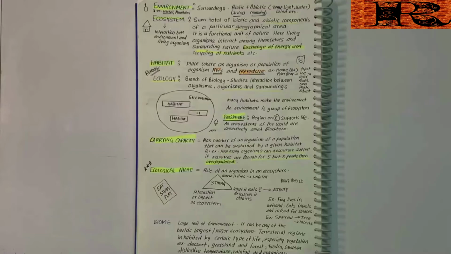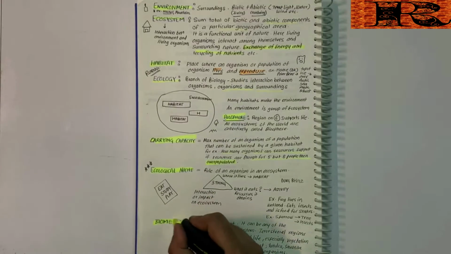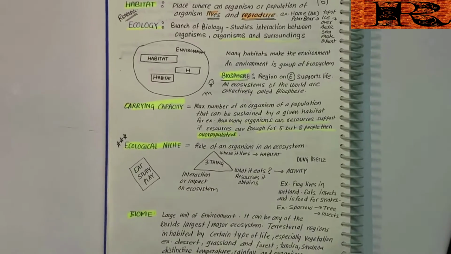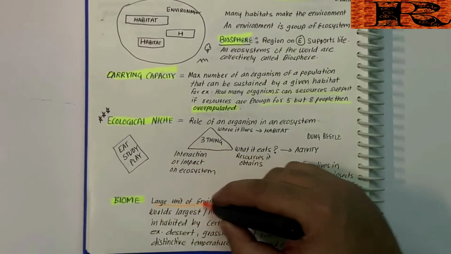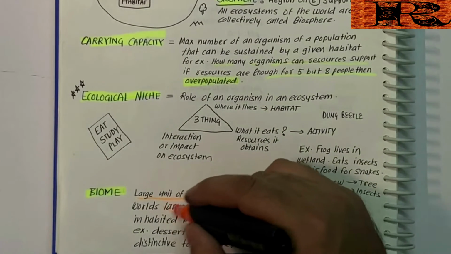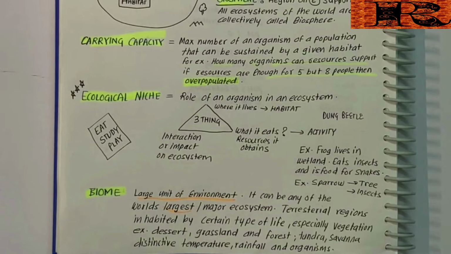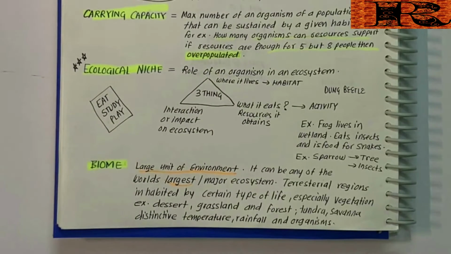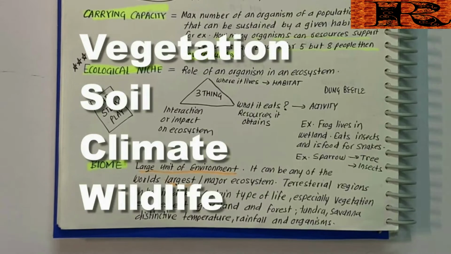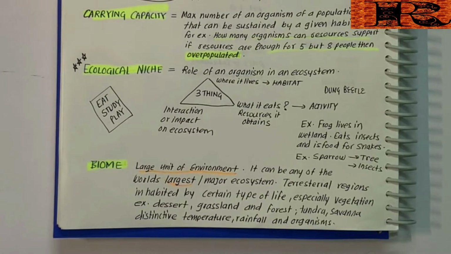Now what is biome? A biome is a large community of vegetation and wildlife adapted to a specific climate. So it is a community adapted to a specific climate. It is a large area characterized by its vegetation, soil, climate and wildlife. So each biome has special characteristics. They have specific vegetation, specific soil, specific climate and wildlife. Savanna, tropical rainforest, temperate rainforest, taiga and so on.